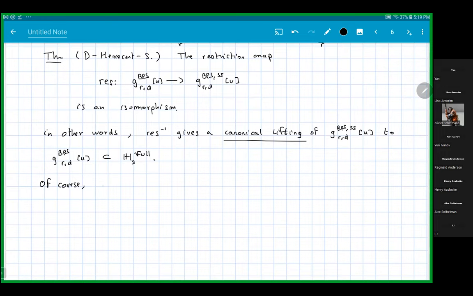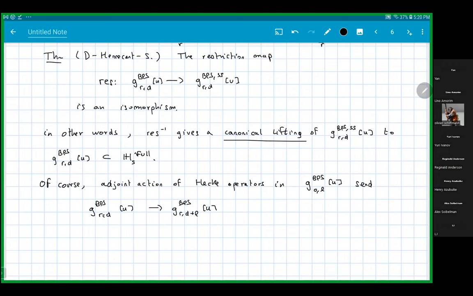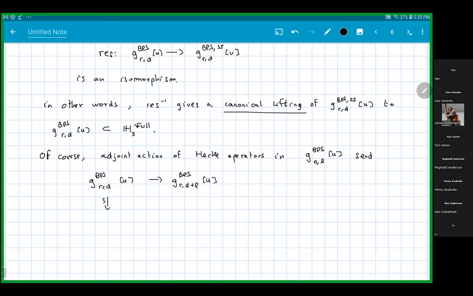And now here's the very nice thing: of course, the adjoint action of Hecke operators in g BPS 0, L bracket U. So these are the generators. These are essentially this D M N psi, right? So Hecke operators in here send g BPS R, D bracket U to g BPS R, D plus L bracket U. And you see that because of this restriction map, this is isomorphic to g BPS semi-stable R, D bracket U, and this is BPS semi-stable R, D plus L bracket U. So we get these Hecke operators directly at the level of semi-stables.